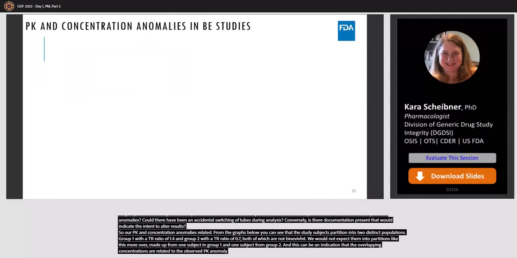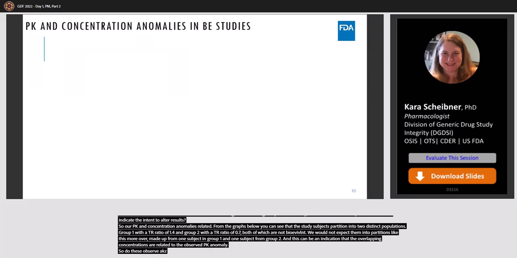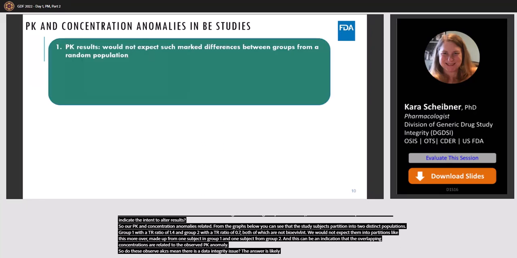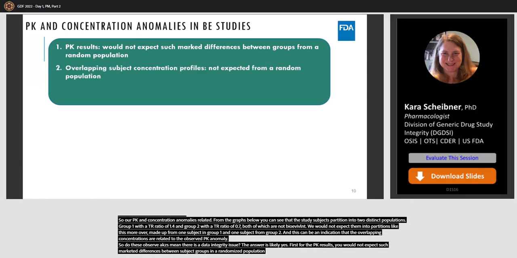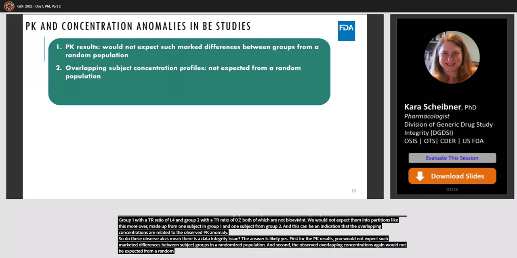So do these observations mean there is a data integrity issue? The answer is likely yes. First, for the PK results, you would not expect such marked differences between subject groups in a randomized population. And second, the observed overlapping concentrations, again, would not be expected from a random population. This is particularly true if the drug is known to have high intersubject variability.